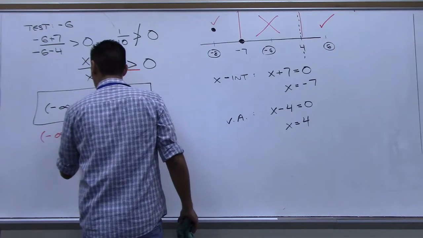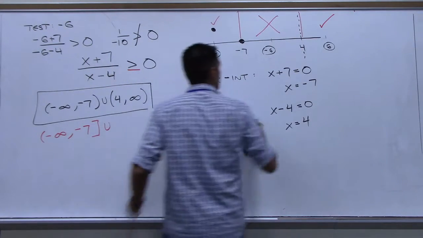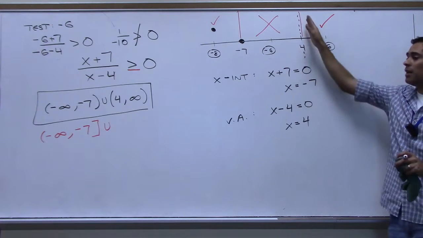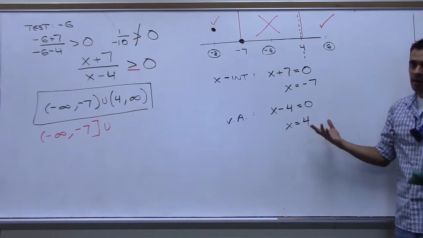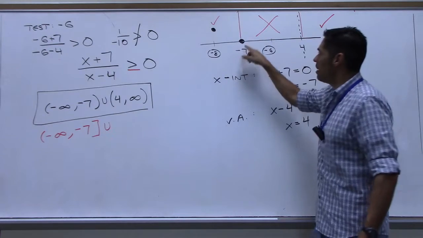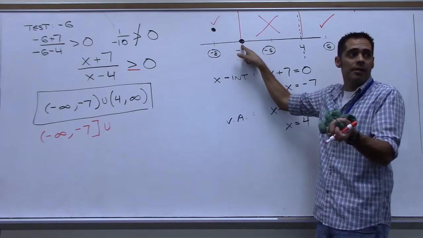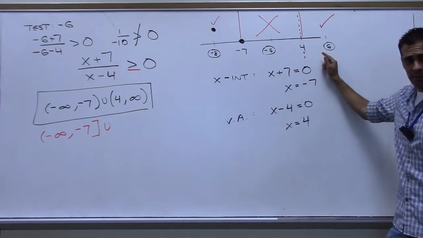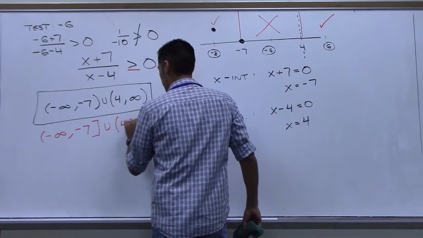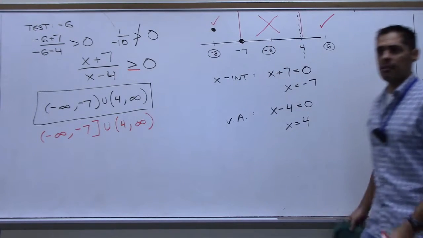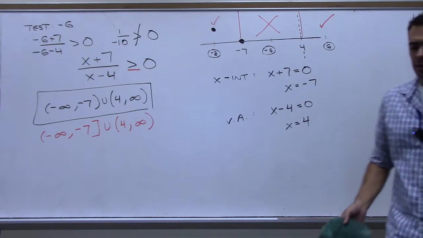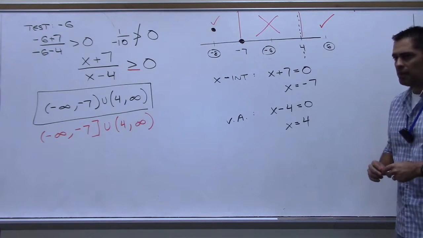Why not? Because 4 is a vertical asymptote. 4 can never be included in your answer because your function doesn't exist there. So even though it's asking for equality, -7 is a point on the graph, so you can have it as part of your answer. 4 you cannot. So I'd still have a parenthesis on the 4. That's how it would change if it was the other type of inequality. These are little subtle things that you have to pay attention to.